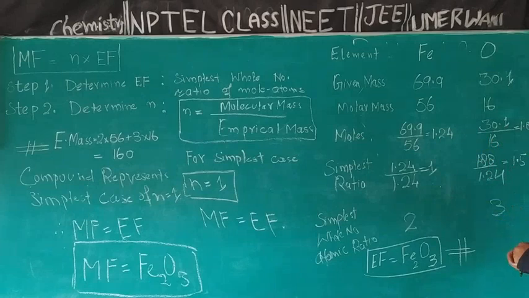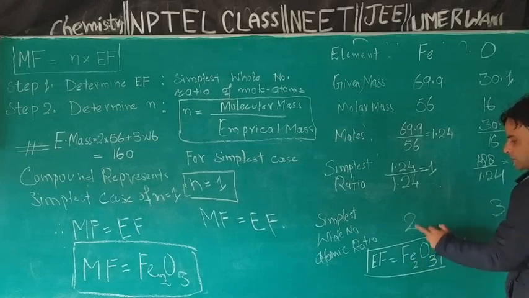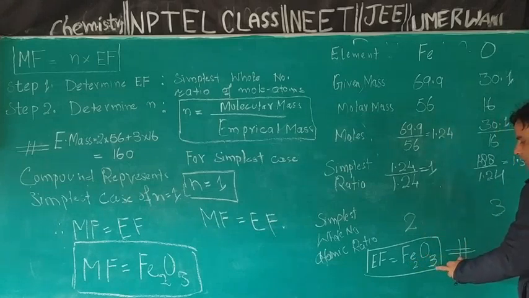I said it is not the simplest ratio, make it simple by dividing both numbers by the smallest of them. Then I got the ratio 1 is to 1.5. I said it is not a whole number atomic ratio, make it whole number by multiplying by some integral value. I used 2 as the multiplying factor. While writing the empirical formula I wrote symbols of iron and oxygen side by side in the same sequence as given in the question, and for each I wrote its number of mole atoms. Therefore the empirical formula I got is Fe2O3.